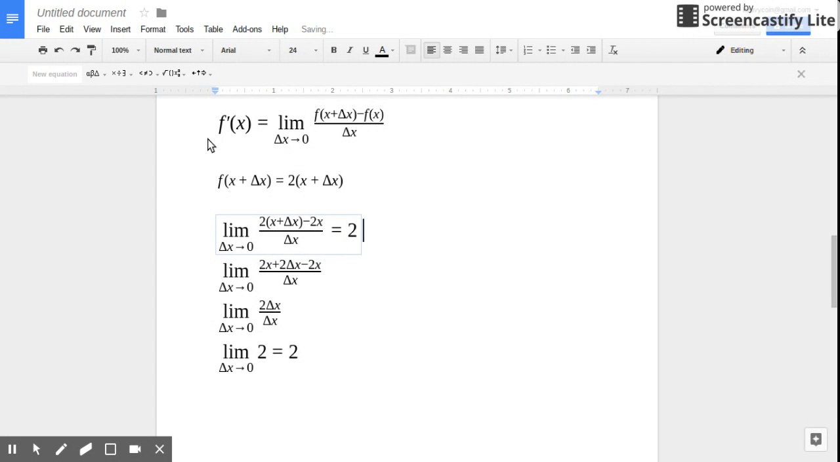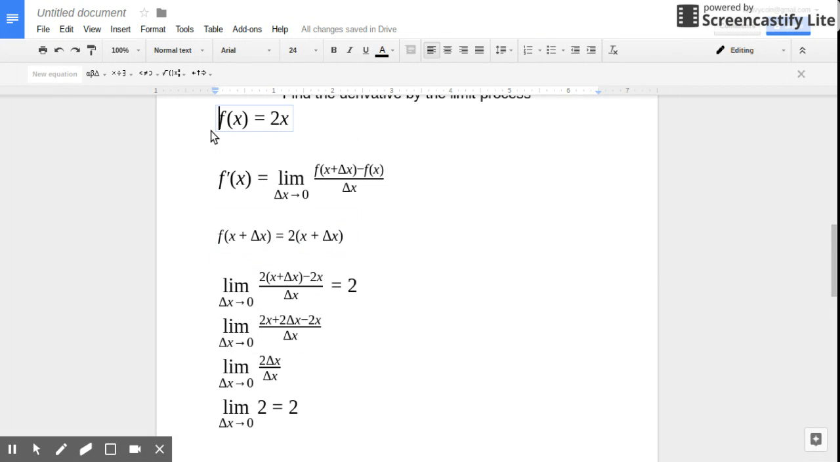So what does this mean? This means that f prime of x, and I think what I'll do is I'll just go up here to the top. So we were trying to find f prime of x, right? That's what the goal was. F prime of x is equal to 2. All right, f prime of x is equal to 2.